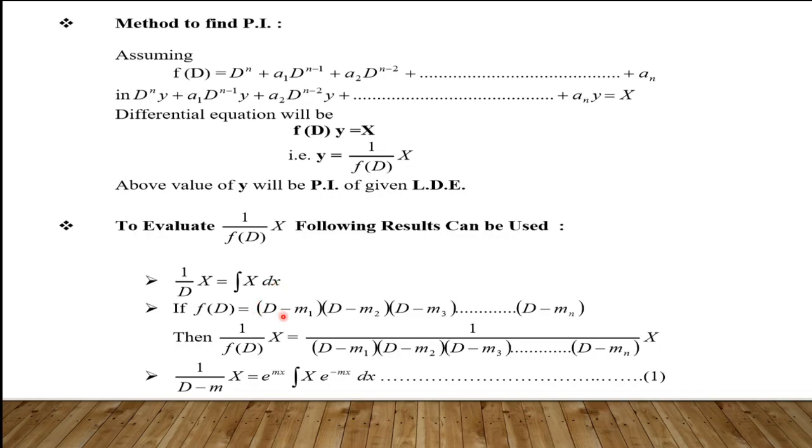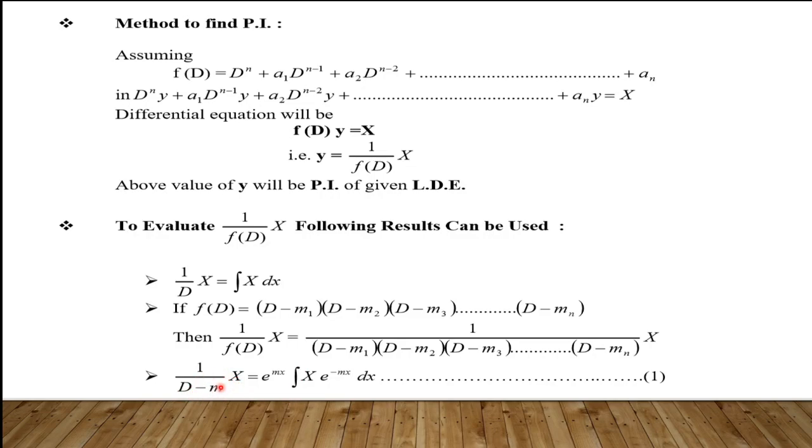If f of D is expressed in factor form, I will write 1 upon f of D operating on X as 1 upon (D minus m1)(D minus m2)...(D minus mn). Each factor 1 upon D minus m1 operated on X will be written as e to the power mx into the integral of X into e to the power minus mx. How does this come into the picture? Here I have only the term 1 upon D minus m. I know 1 upon D plays the role of integration. So 1 upon D came as integration. On what? On X.